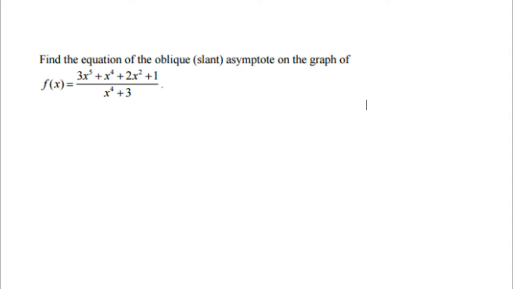So notice here that the degree of the numerator is 5 and the degree of the denominator is 4. Since the numerator degree is exactly 1 more, there should be a slant asymptote that we can find. And you find it by long division.